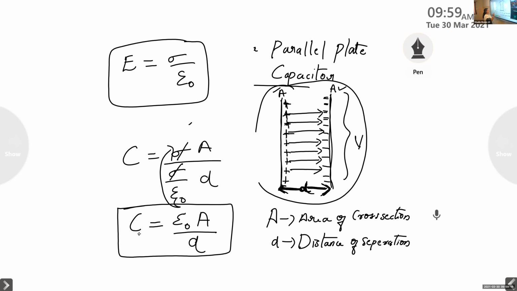Here C is the capacitance, epsilon 0 is the permittivity of free space, A is the area of the cross section between these two conductors, and D is the distance of separation between them. Clear?